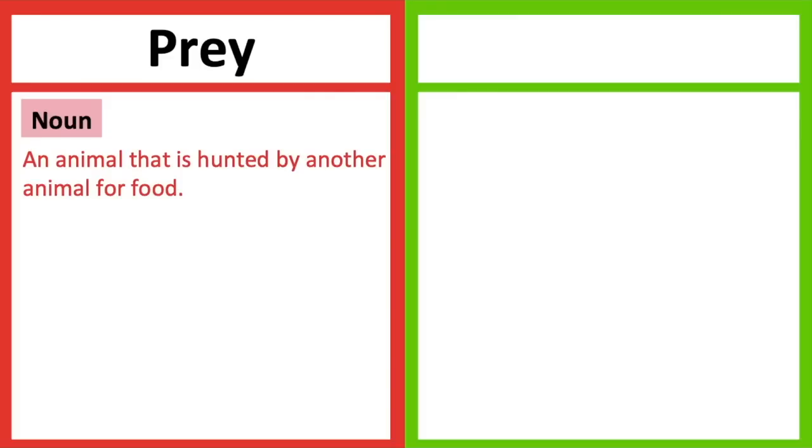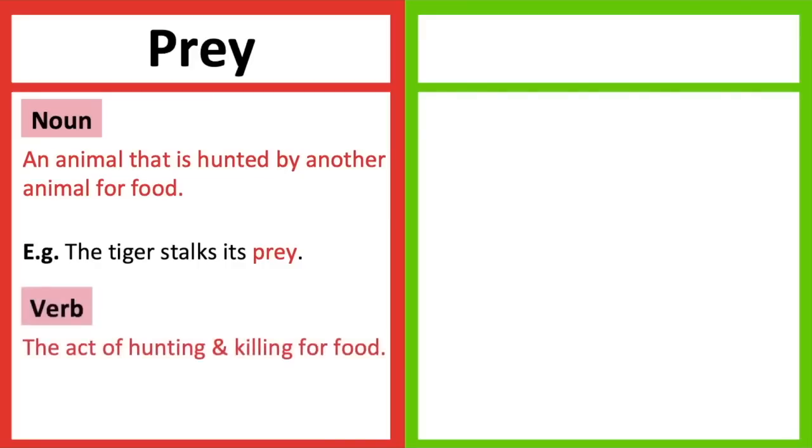For example, the tiger stalks its prey. As a verb, it refers to the act of hunting and killing for food. For example, lions prey on deer.